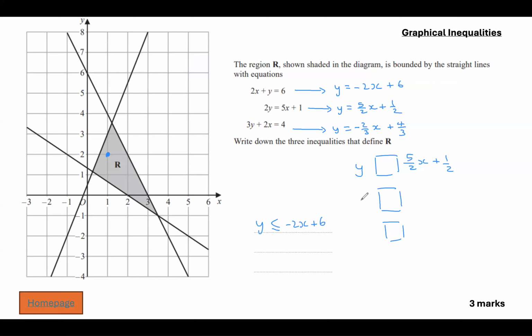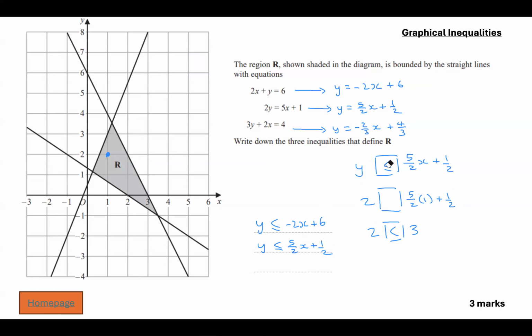So y is 2, 5 over 2, x is 1, plus a half. Well, use your calculator to work this one out. So 5 over 2 is 2.5, plus a half is 3. So 2 is something 3. So 2 is less than 3. So it's going to be less than or equal to, because again, it's a hard line. So y is less than or equal to 5 over 2 x plus a half.